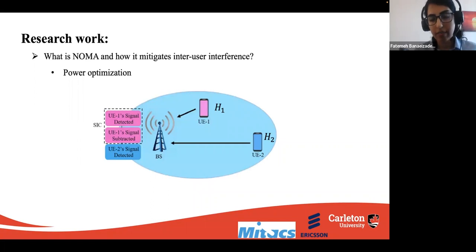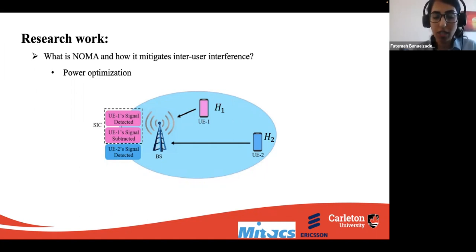NOMA is defined as a great technique in 5G cellular networks to manage the mutual interference between users. For example, as we can see in these figures, we have two users, user 1 and user 2. User 1 is closer to the base station, and its distance is less than user 2. When it sends a signal to the base station, its signal will experience less attenuation. As a result, its channel has a better quality. But user 2 has more distance, and when it sends its signal it will experience more attenuation.